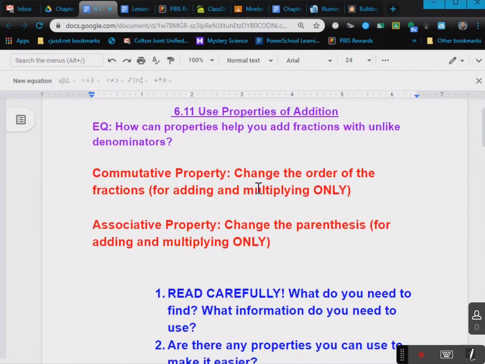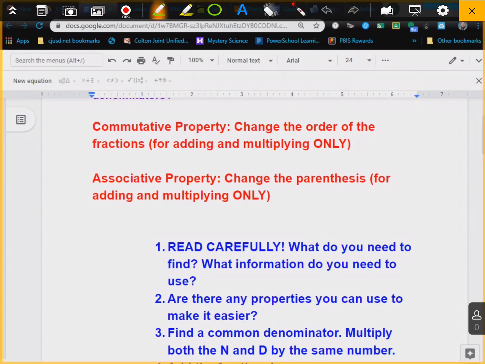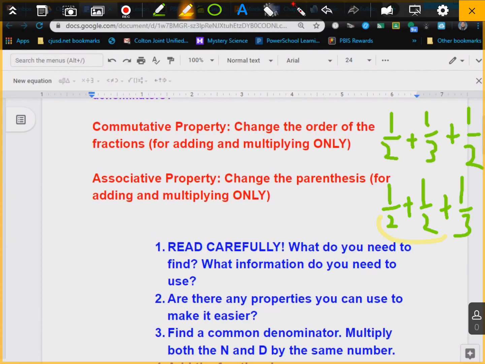So you don't have to write this down, but these are the two properties we're going to be using, and they're only for adding and multiplying. Commutative properties are when you change the order of fractions. So like if I have 1/2 plus 1/3 plus 1/2, well, I can rearrange that to have 1/2 plus 1/2 plus 1/3, because these two have the same denominators, and that's what I'd want to arrange it to.